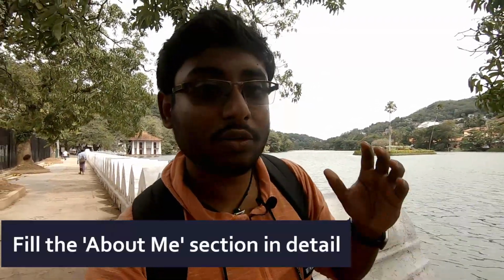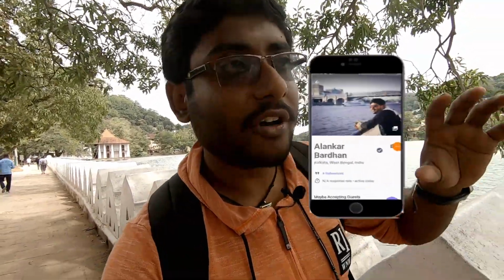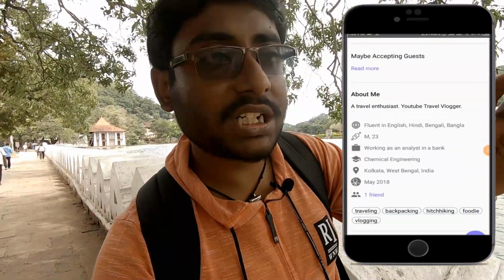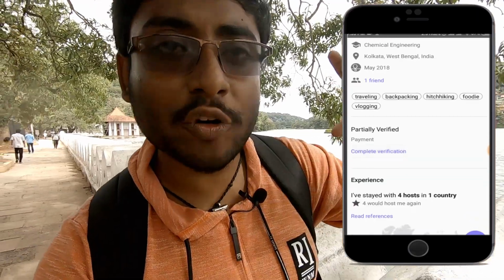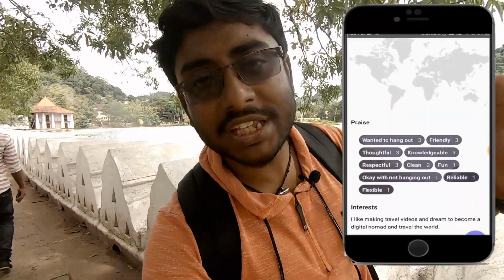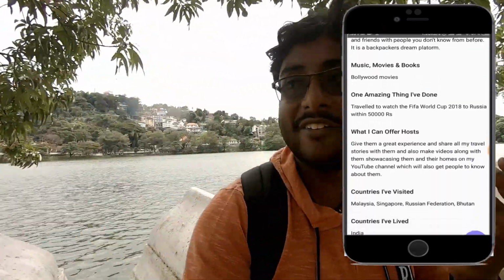Apart from pictures on your profile, you also need to pay attention to the description that you are adding. For example, if you go to couchsurfing, there is an option where you have to mention the 'about me' section. So you have to mention who you are and what your interests are and things like that. Make sure you write enough information there so that when the couchsurfing host reads through your profile, he knows exactly who you are and what type of person you are. So if there is a match of interests, only then he will accept your request.